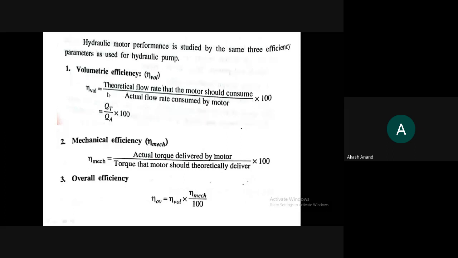Next is mechanical efficiency. It is the actual torque delivered by the motor divided by the theoretical torque. And overall efficiency is the product of volumetric efficiency and mechanical efficiency. These are the basic parameters you must understand when you talk about a hydraulic motor.